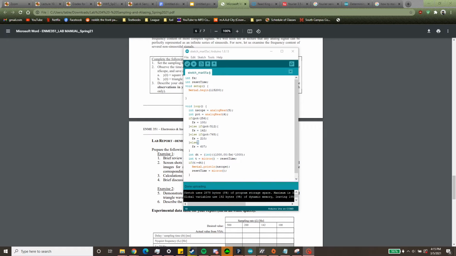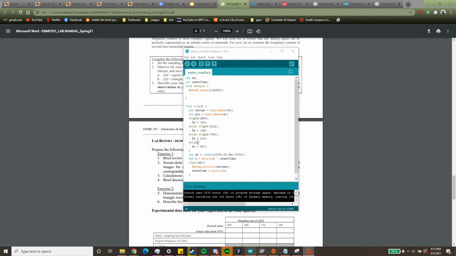This is my Arduino code for Lab 4. So in the first part of the code, we take the output from the oscilloscope and put it to analog pin 5, and the output from the potentiometer and read it at analog pin 4. And then based on the potentiometer value, we can change the sampling frequency as seen in these else-if statements.